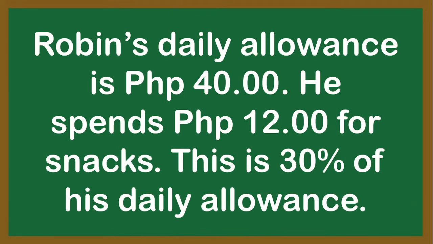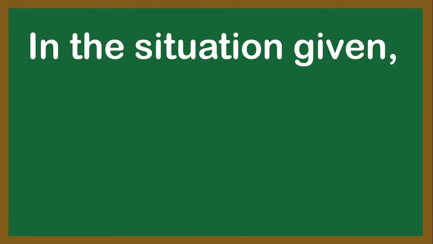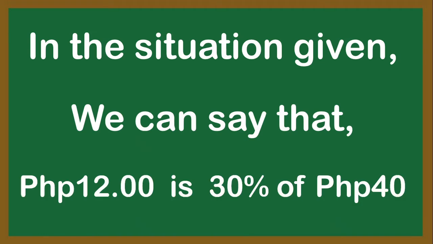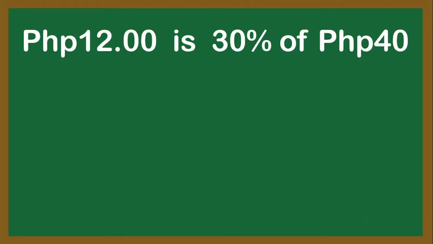Here is the problem. Robin's daily allowance is 40 pesos. He spends 12 pesos for snacks. This is 30% of his daily allowance. In this situation given, we can say that 12 pesos is 30% of 40 pesos. We write again that 12 pesos is 30% of 40 pesos, that 30% of Robin's allowance is 12 pesos.